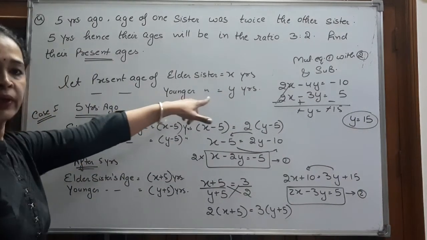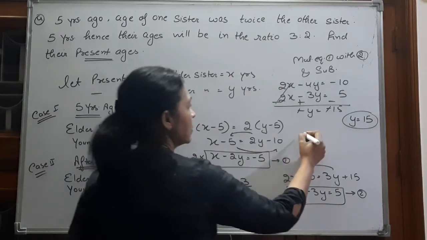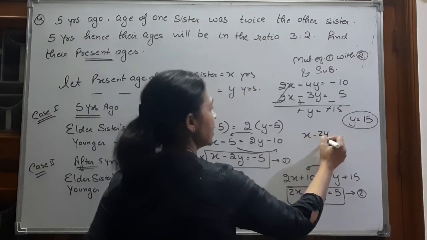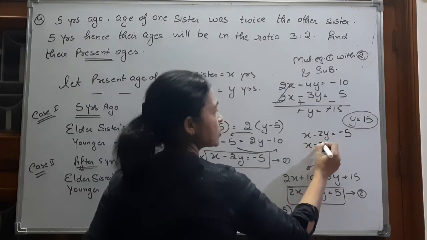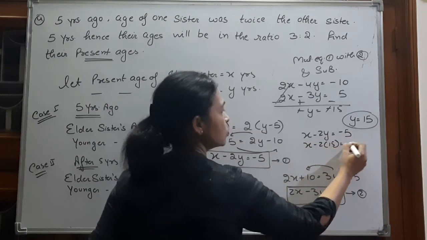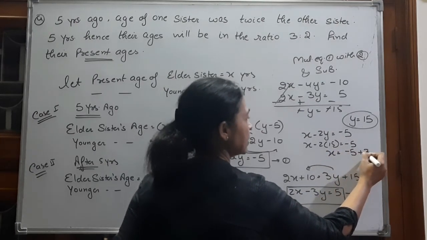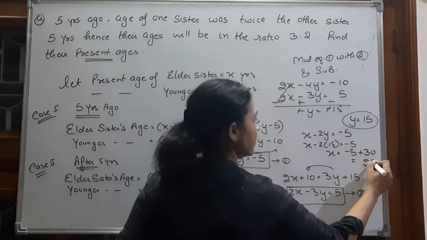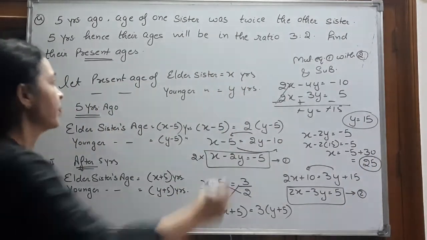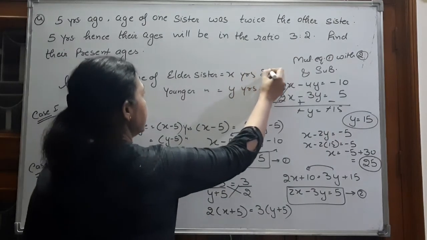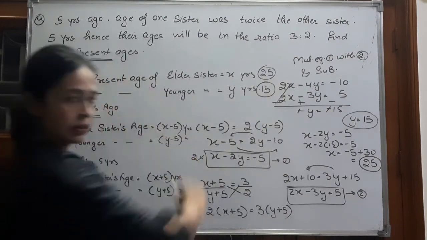y was the age of the younger sister. Now put the value of y in equation 1: x minus 2y equals minus 5. x minus 2 into 15 equals minus 5, so x equals minus 5 plus 30, that is 25 years, the age of the elder sister. Clear? The age of the elder sister is 25 and the age of the younger sister is 15 years.